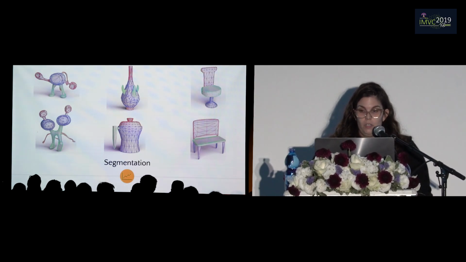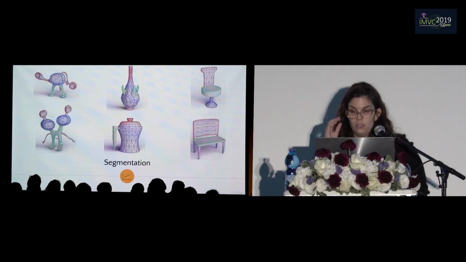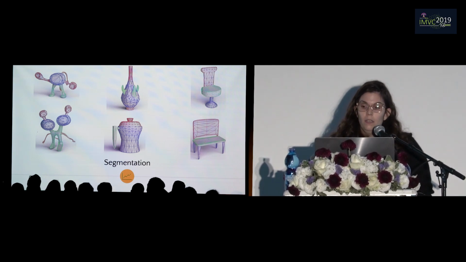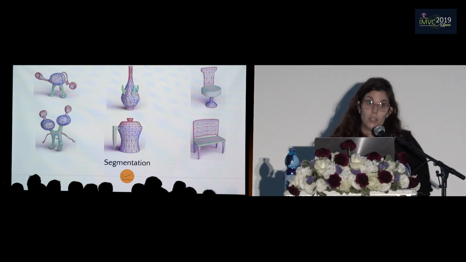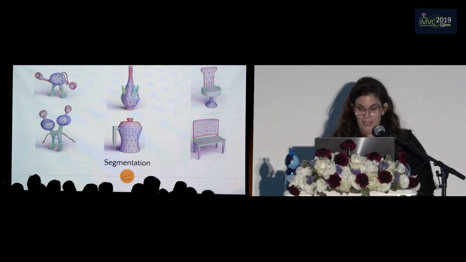Okay, so here's some more segmentation results. The network learns to predict a class label per edge, because we are working on the edges.